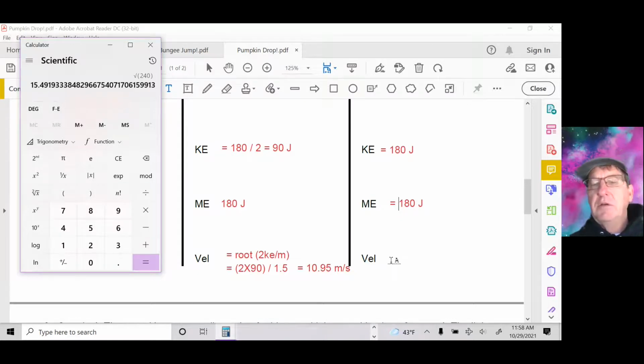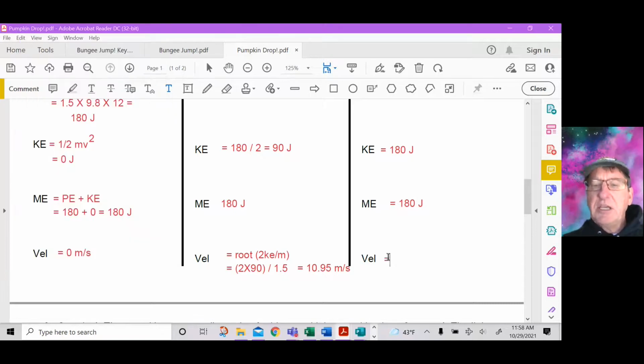Okay, so my velocity equals 15.49 meters per second. See, it sped up as it fell further through the air, and it hit the ground at a higher velocity than when it started. So we finished that first page.